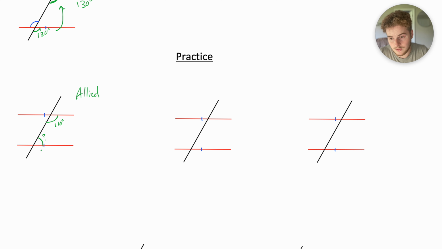Well, we can see that we've got a set of parallel lines that are being intersected by a line. And using the allied angle relationship, we know that the angle we were given, 110 degrees, and the mystery angle will sum up to 180. So we can take 180 degrees minus 110 degrees. And the remaining angle will be 70 degrees, which will be right here.